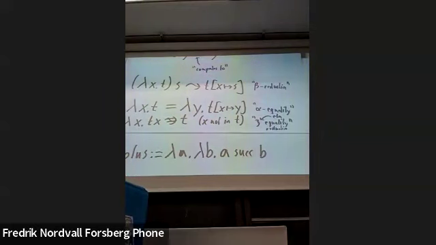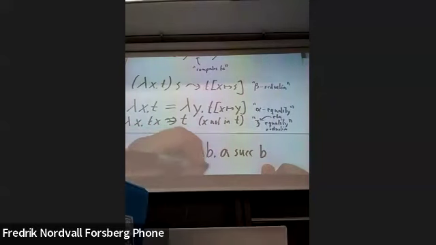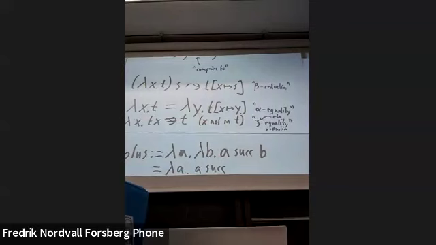Right. So if we apply that here, we see we have an instance of this. We have lambda b, something applied to b. So we could just write this as lambda a applied to suck, and it would mean the same thing. Both of these things are the function that takes a b and applies a suck to that b.